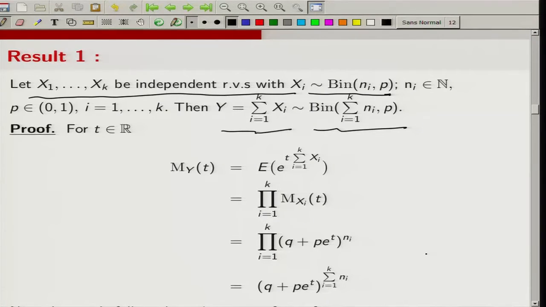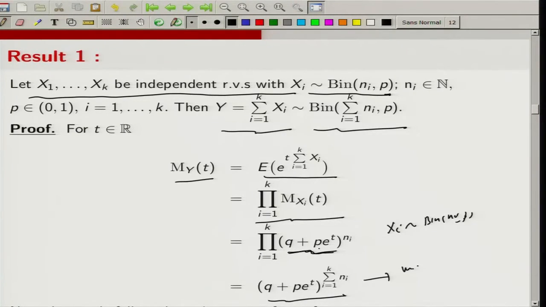Let us try to prove this. M_Y(t) is the same as the expected value of e to the power t summation Xi, and I know that the moment generating function of a sum of independent random variables is the same as the product of the individual moment generating functions. So this turns out to be the product of the moment generating functions of the Xi's. But Xi is binomial (ni, p). Its moment generating function would be nothing but (q plus p e^t) to the power ni. Note that this p was the same for each of the Xi's, so that is why I don't get qi, rather I get q. Now these exponents then get added, so this becomes (q plus p e^t) to the power summation ni.